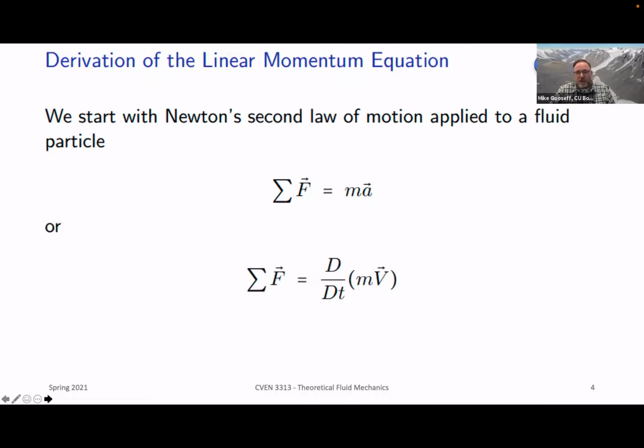That acceleration could be gravitational, or it could have to do with the velocity. So another way of writing that equation is to say that the sum of the forces acting on a particle are equal to the mass of that particle multiplied by the change in velocity with time.